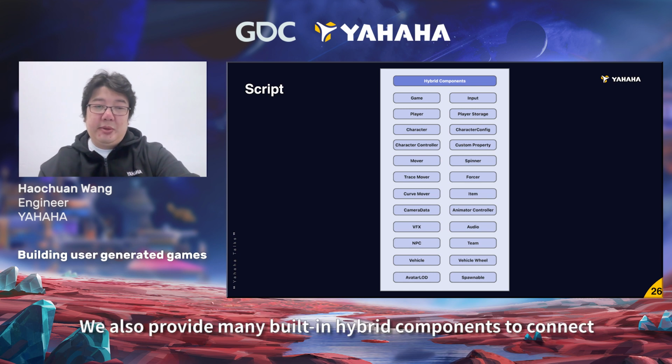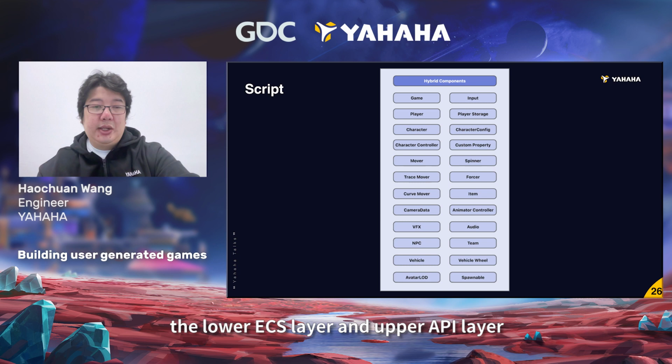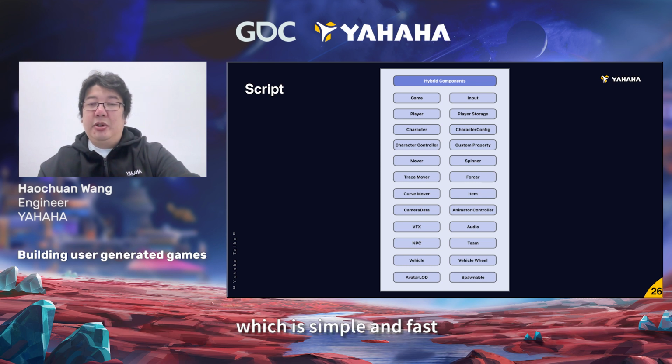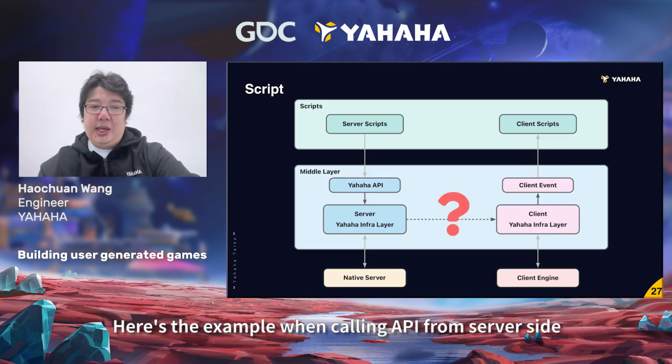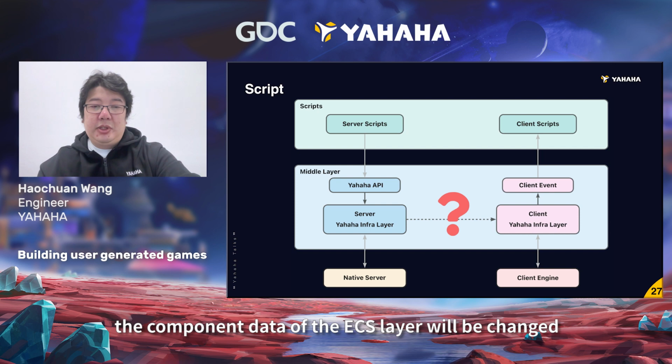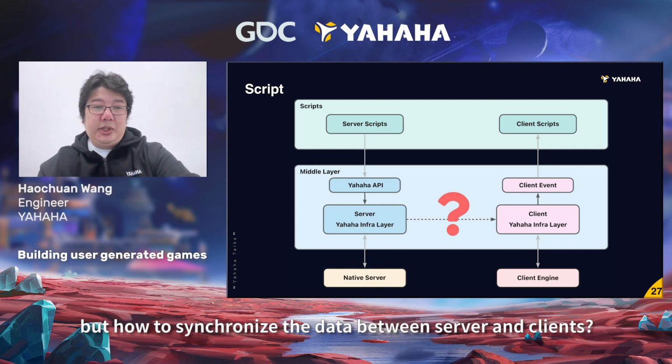We also provide many built-in hybrid components to connect the lower ECS layer and the upper API layer. In this way, we can drive the objects with just a few lines of code, which is simple and fast. Here's a sample of calling the API from the server side. Through the API calls, the component data of the ECS layer will be changed. But how do we synchronize the data between the server and the clients?